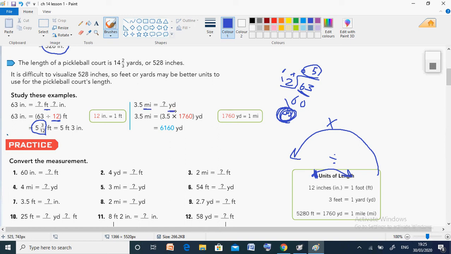Mile to yard. 3.5 miles, I want to convert them to yards. From mile to yard, we have to multiply. We have to multiply by what? By 1,760. So 3.5 times 1,760, when you multiply them, you will get 6,160 yards. Okay, boys?